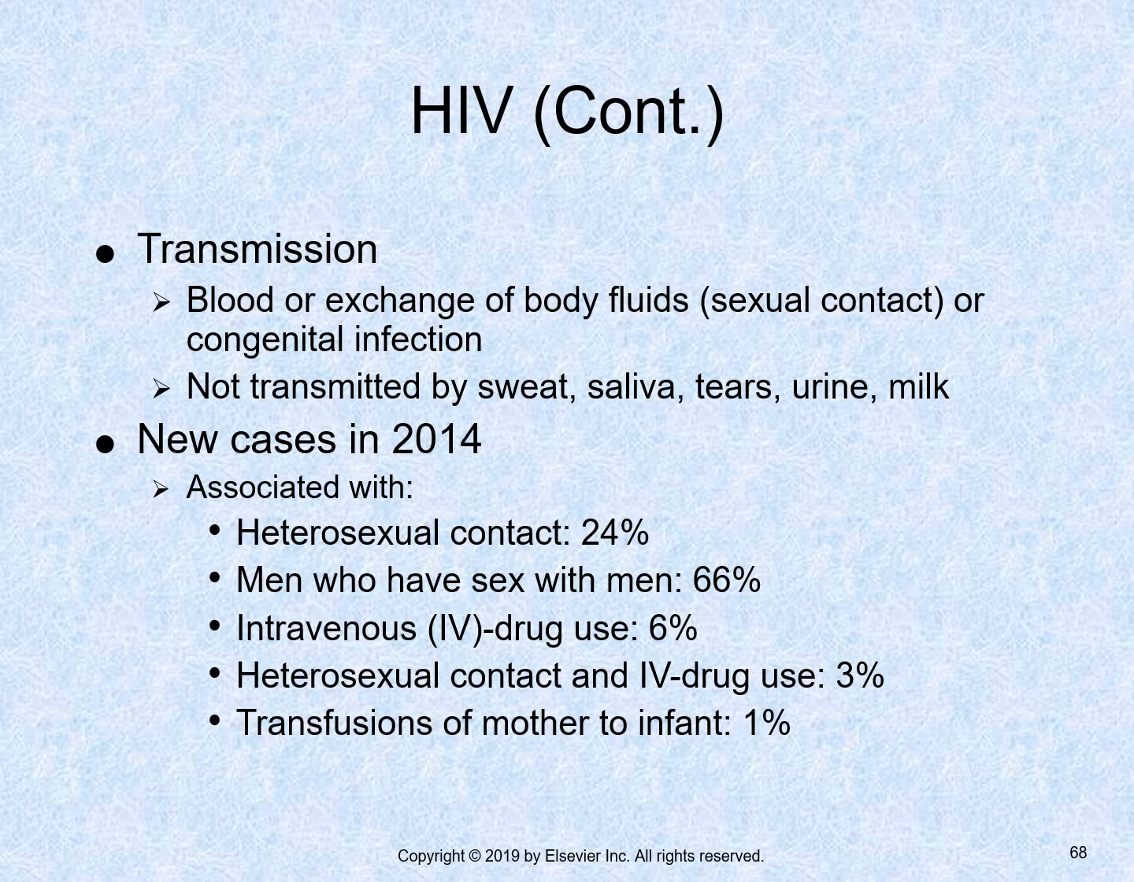In the United States in 2014, the percentages of new cases were associated with the following. 24% were associated with heterosexual contact, 66% were associated with men who have sex with men, 6% of cases were intravenous drug users, 3% were heterosexual contact and IV drug use, and 1% of HIV cases were from transfusion of mother to infant.